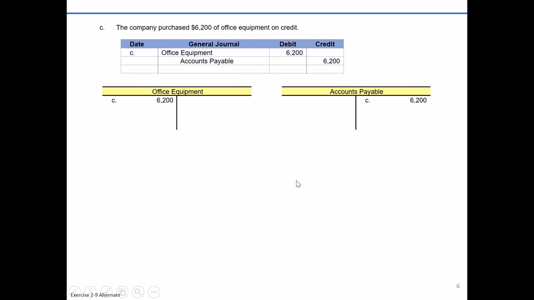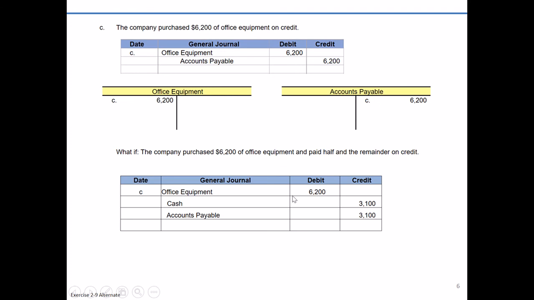Now, let me complicate things a little bit. What if we change this transaction just a little bit and we still bought $6,200 worth of office equipment, but we switched it up a little bit? We actually pay off $3,100 of it, or half of it, in cash. So we have $3,100 in cash, but the remainder is an IOU to the vendor. The remainder is going to be accounts payable.